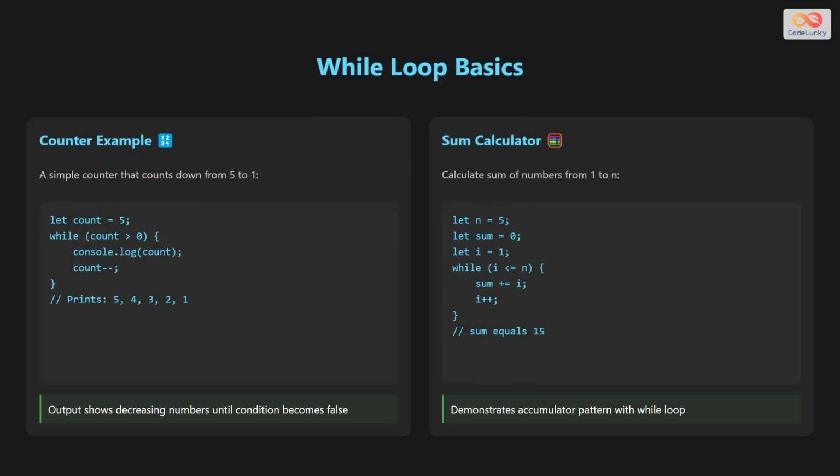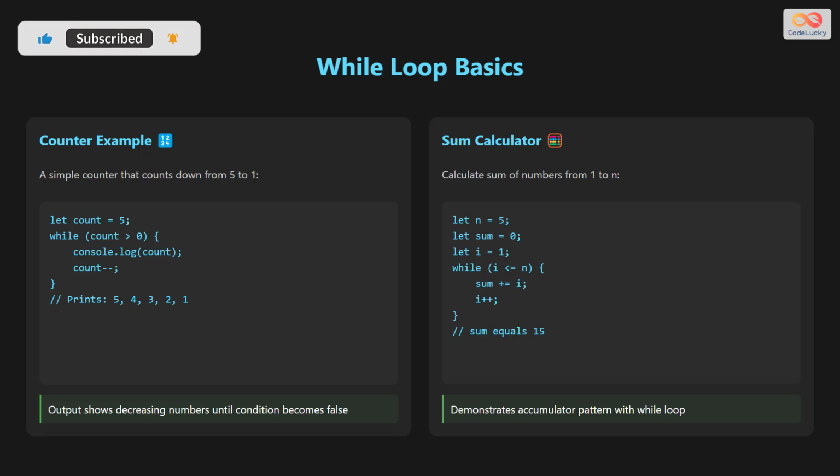Let's look at some basic examples of while loops. First, we have a counter example that counts down from 5 to 1. Here we initialize a variable count to 5, and the while loop continues as long as count is greater than 0. Inside the loop we print the value of count, and then decrement it by 1 using count--. This will print the numbers 5, 4, 3, 2, and 1. The output shows decreasing numbers until the condition becomes false.